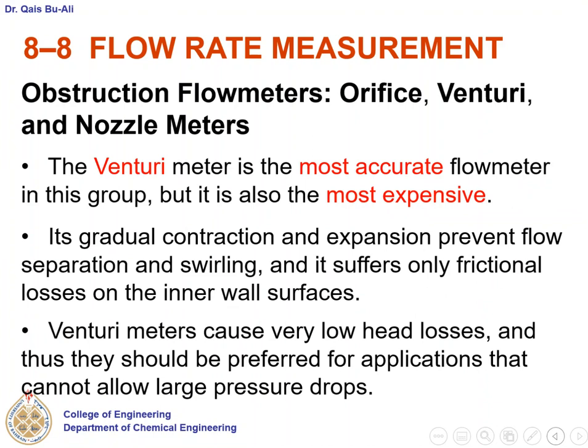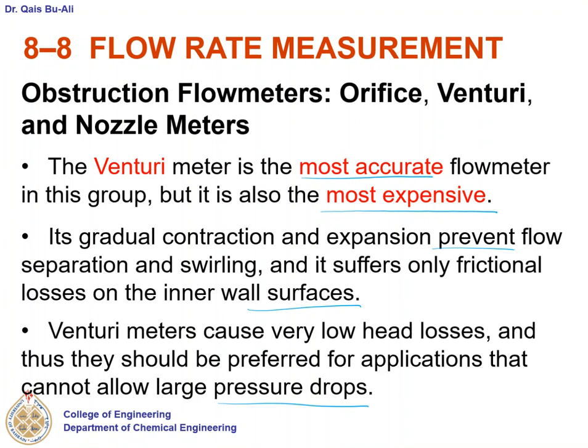So the Venturi meter is the most accurate and the most expensive device of the three. Its gradual contraction and expansion prevent flow from separation and swirling, and it suffers only frictional losses on the inner wall surface. This is what I have just said. Venturi meters cause very low head losses, and thus they should be preferred for applications that cannot allow large pressure drops. So it depends on the application.